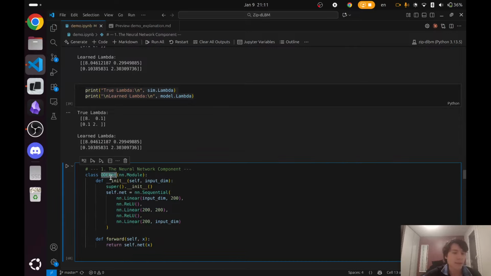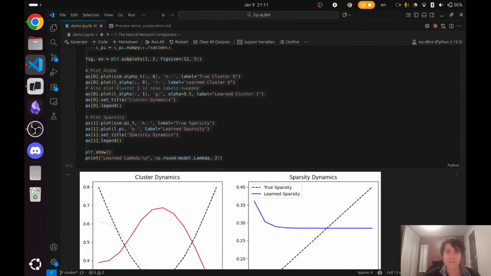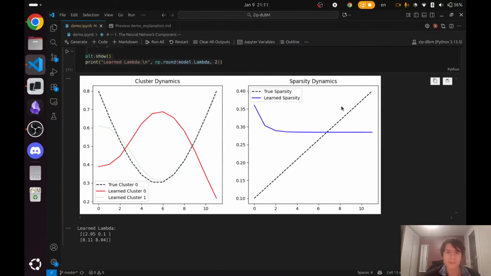I also implemented it with differential equations with neural nets, but that is much more complicated, and I got a buggy result like this one, especially for the sparsity dynamics. But yeah, that's it.